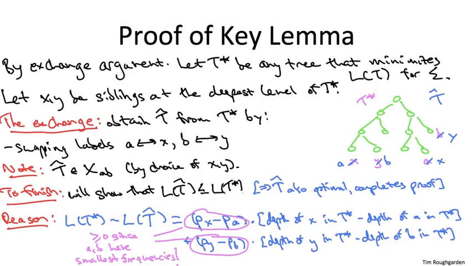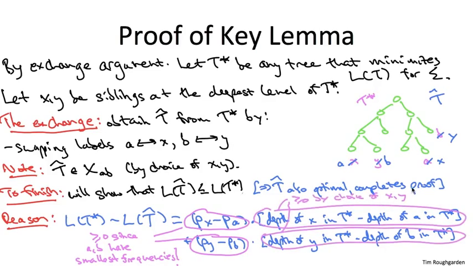The second pair of differences also must be non-negative, and this is simply because we chose X and Y to be at the deepest level. Their depths have to be at least as large as that of A and B in the original tree T star. Since all 4 differences are non-negative, that means the sum of their products is also non-negative. That means the average encoding length of T star is at least as big as T hat. So that's where T hat has to also be optimal.